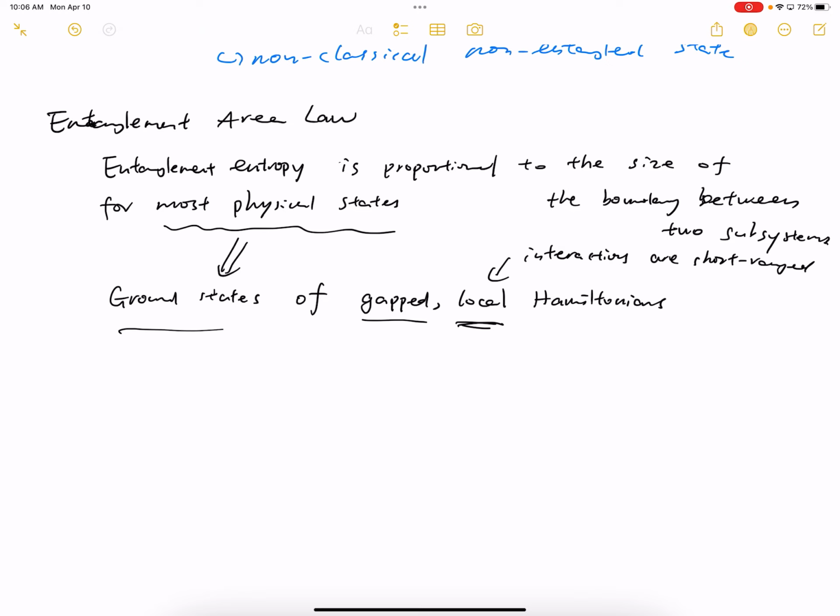So this big class already consists of most interesting states. This even includes topologically ordered states. We talked about topologically ordered states before. They are very important, not only from the condensed matter point of view, but also for quantum computing. A lot of quantum error correction codes are made of topologically ordered states. And it's important that the topologically ordered state has to be the ground state of a gapped local Hamiltonian.